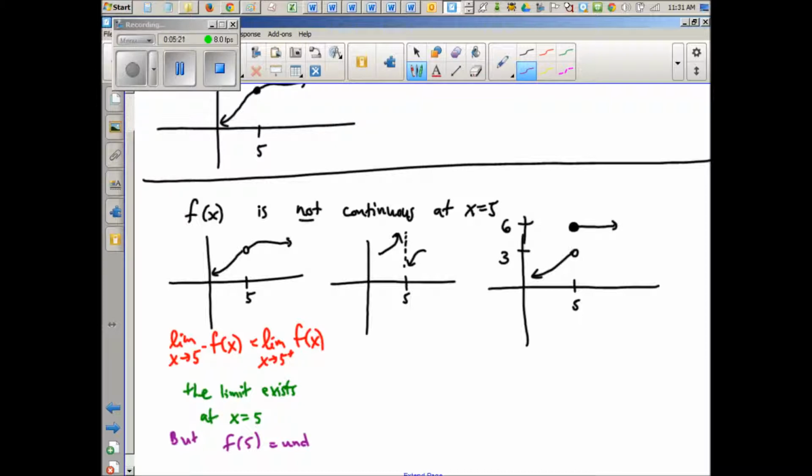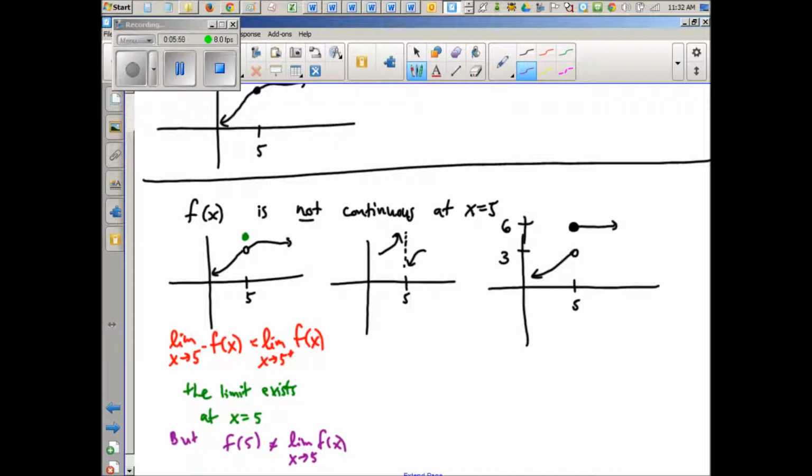Now you might say, okay, well, Mr. Shore, what about this situation? I'm going to put a green dot directly above that open hole. Is it continuous now, folks? No. Because, why? Why is it not continuous? Because f of 5 doesn't match nicely with the limit at 5.